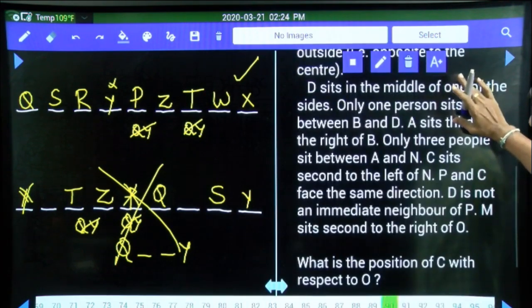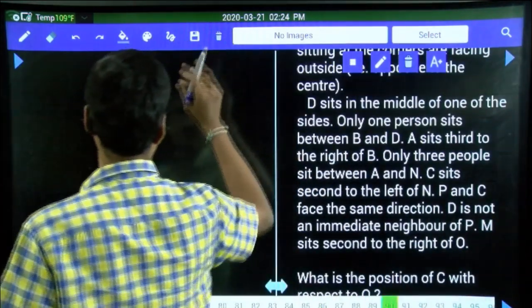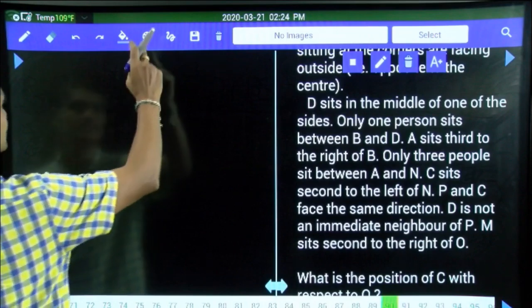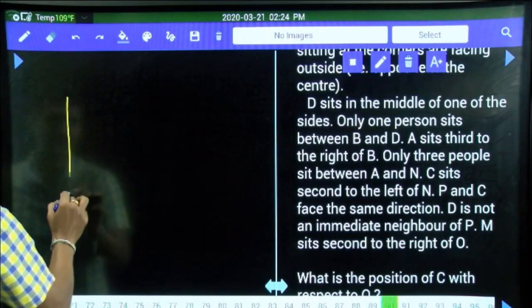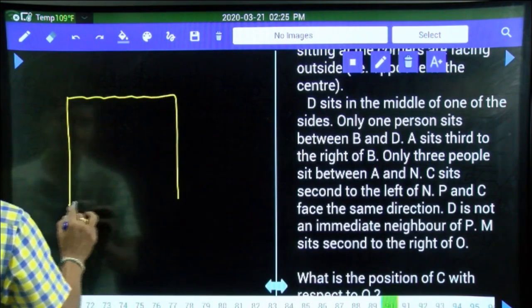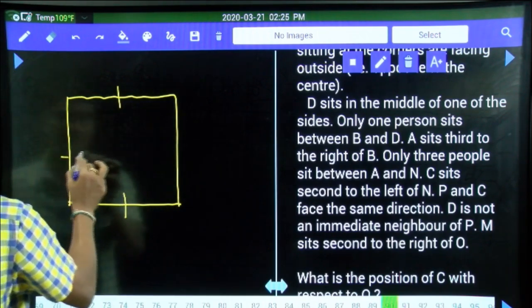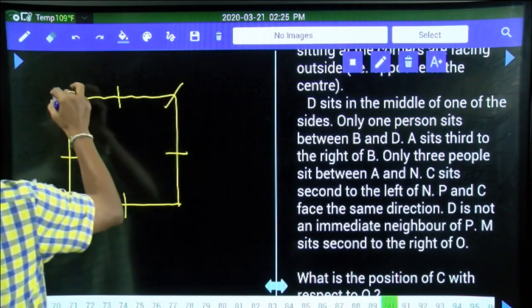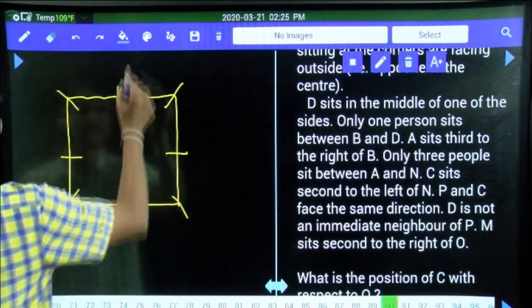Now, this is the information given. Shall we start with this one? Now, how many persons are there? Altogether, we have 8 persons, seated around this square table. 4 at the centers, 1, 2, 3, 4, and 4 at the corners. Now, the ones seated at the corners are away from the center.